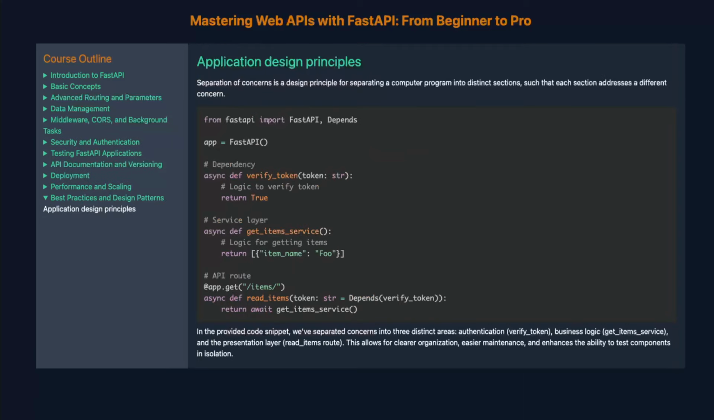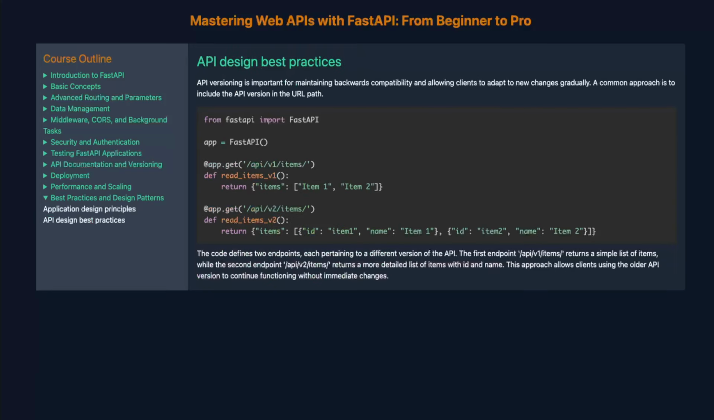Application design principles. Separation of concerns is a design principle for separating a computer program into distinct sections, such that each section addresses a different concern. In the provided code snippet, we've separated concerns into 3 distinct areas: authentication, verify token, business logic, get items service, and the presentation layer, read items route. This allows for clearer organization, easier maintenance, and enhances the ability to test components in isolation.